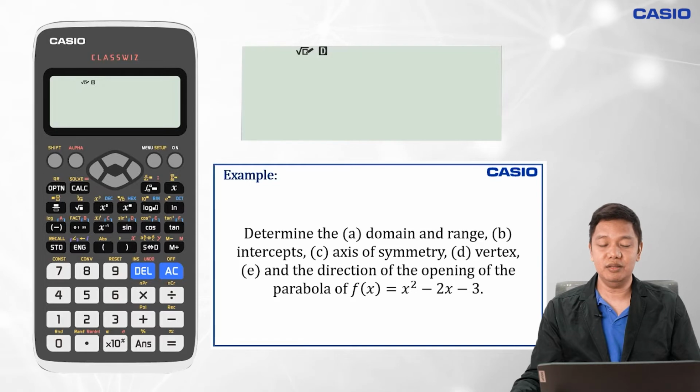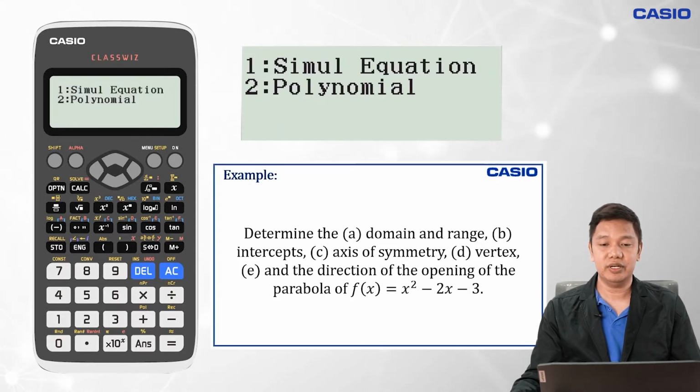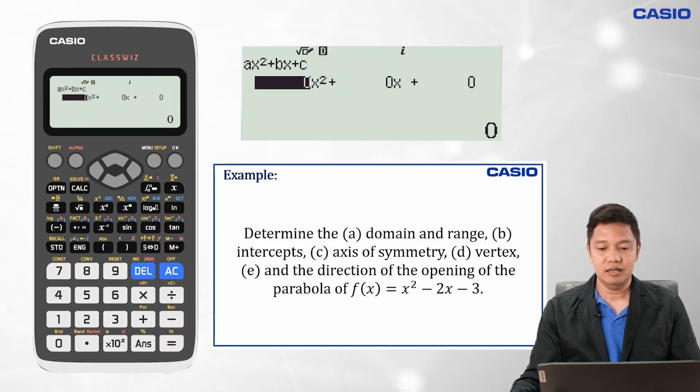To do so, we need to press Menu and then the negative button for the equation, and then we need to press 2 for the polynomial equation, and then since our degree is 2, we need to press 2. We need to input the numerical coefficients a, b, and c in our calculator.